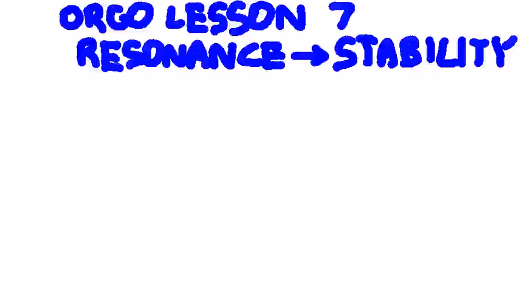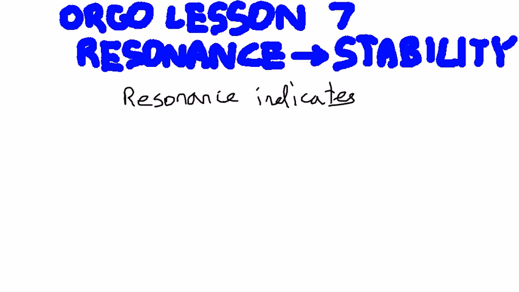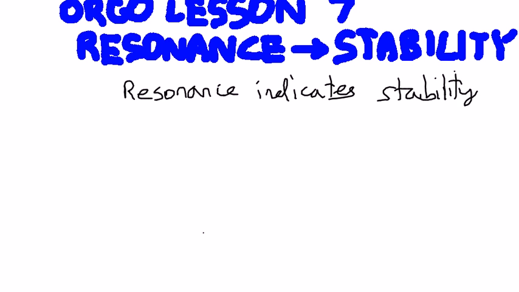Hey, so in the past 3 lessons, we've been talking about resonance, and I've gone through it pretty thoroughly, except there's one thing I didn't mention, and that is resonance is a huge indicator of stability. So, resonance indicates stability.